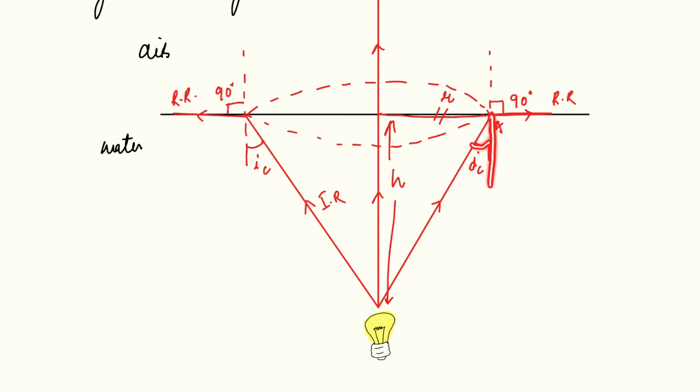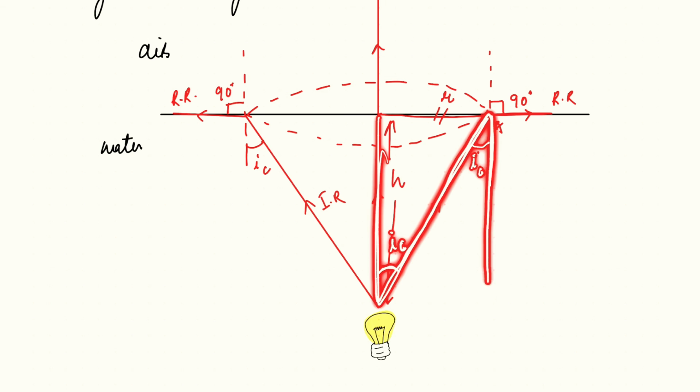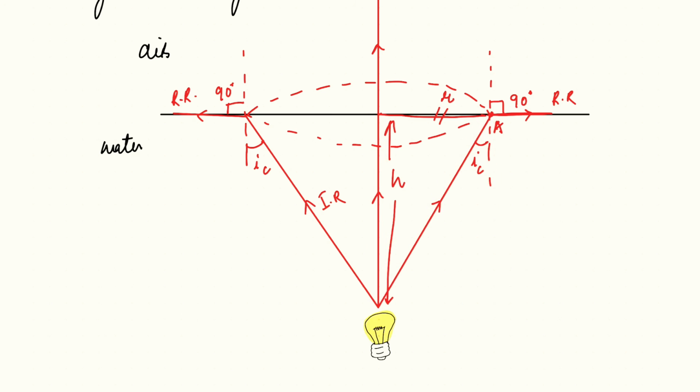Now you tell me, if this angle is the critical angle, then can I say that this angle is also the critical angle? Is that a yes or no? You can see there is a Z formation and these two lines are parallel, so this angle must be critical too, right? So let me write it here. This is your critical angle. Very similarly, this is also your critical angle, right?